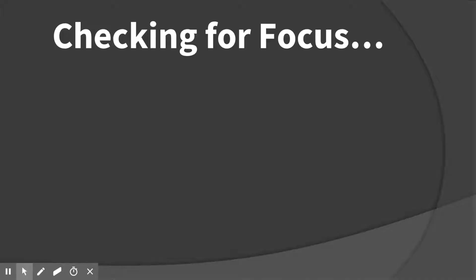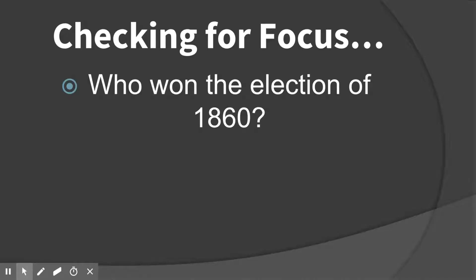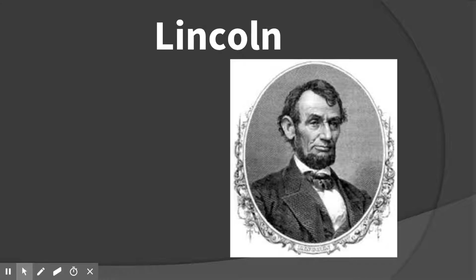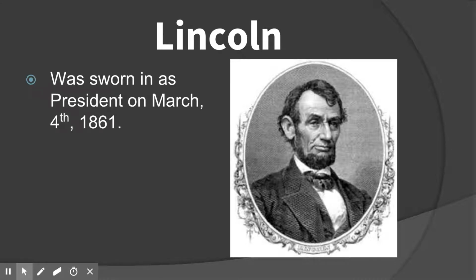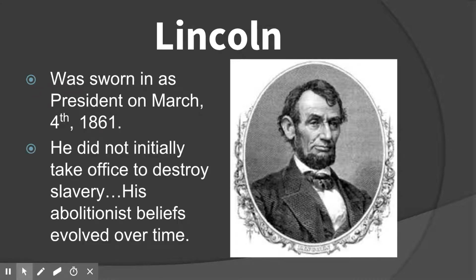So right from the beginning, something to always keep in the back of your mind is who won the election of 1860. If you recall from our part 1 test, this election was one of the many causes of war. And so we know Abraham Lincoln was elected. He'll be sworn in as president on March 4th, 1861. And something you should keep in the back of your mind, he did not initially take office to destroy slavery. His abolitionist beliefs instead evolved over time.